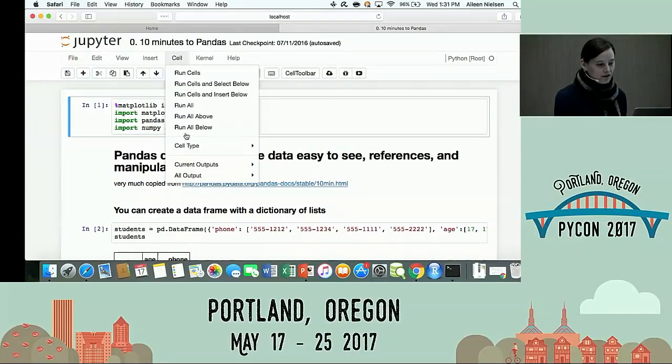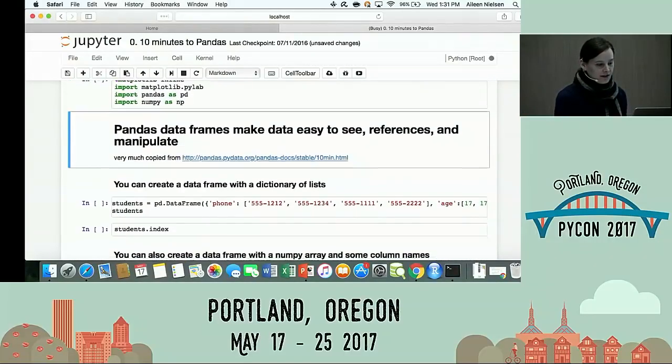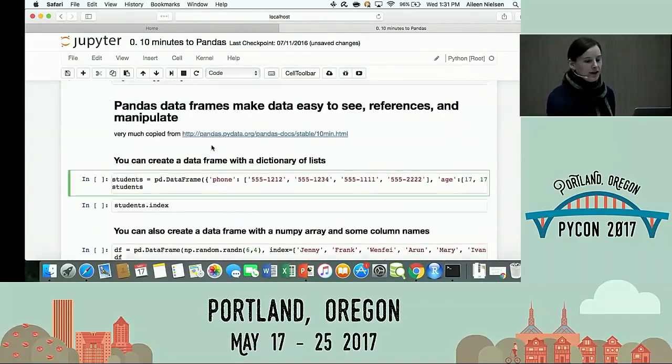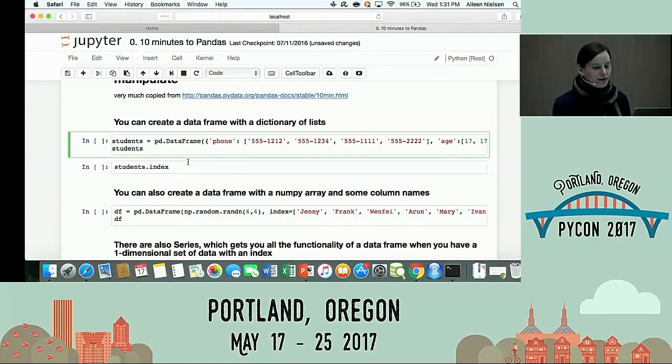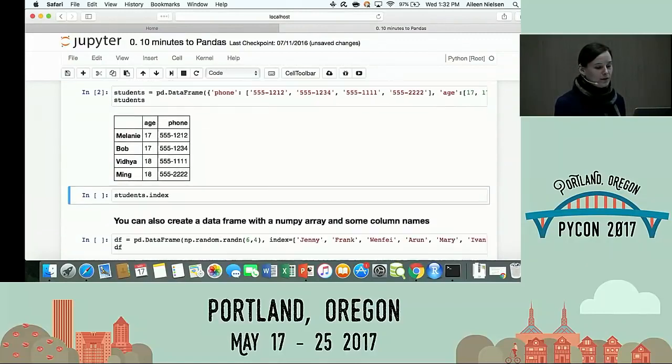Okay, let me just clear these. So here's our Jupyter notebook, and we're going to start by creating a data frame. A data frame is a little bit like an Excel table or like a SQL database of some kind. It's rectangular data. You can make a data frame in all sorts of ways. I'm making one with people's names, their ages, and their phone numbers.